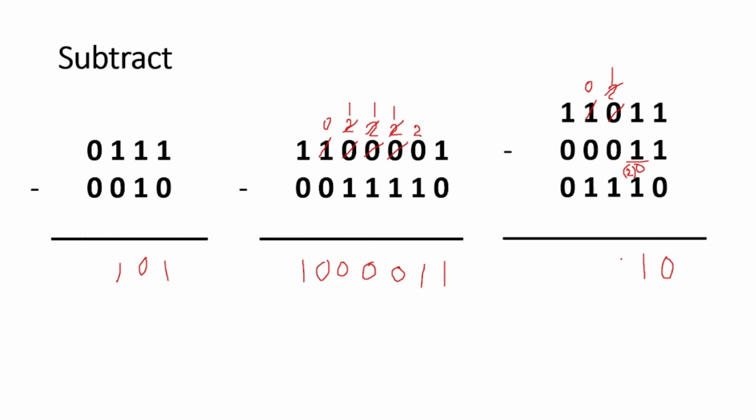1 minus 1, 0. 0 minus 1, since we cannot subtract it directly, again, we need to borrow from our neighbor. This one becomes 0, this one receives 2. 2 minus 1 is 1. 0 minus 0 minus 0, it's 0. Or we could just disregard it. So our final answer would be 1, 0, 1, 0.